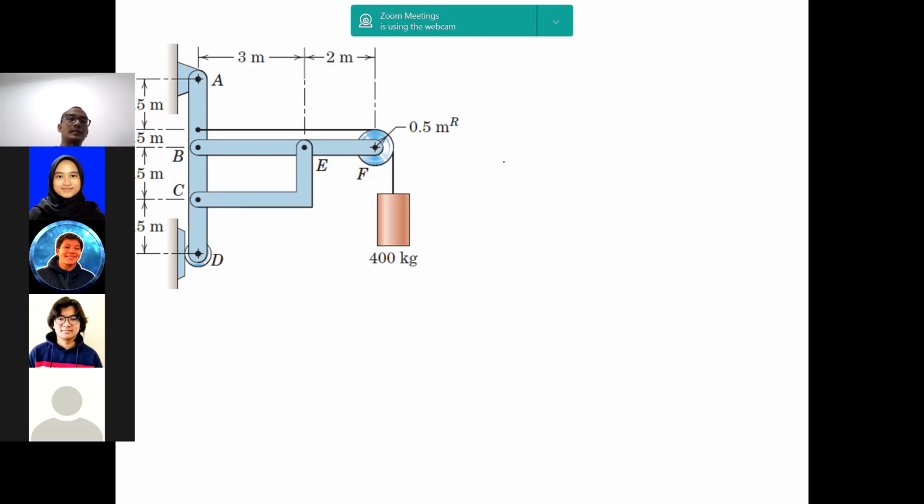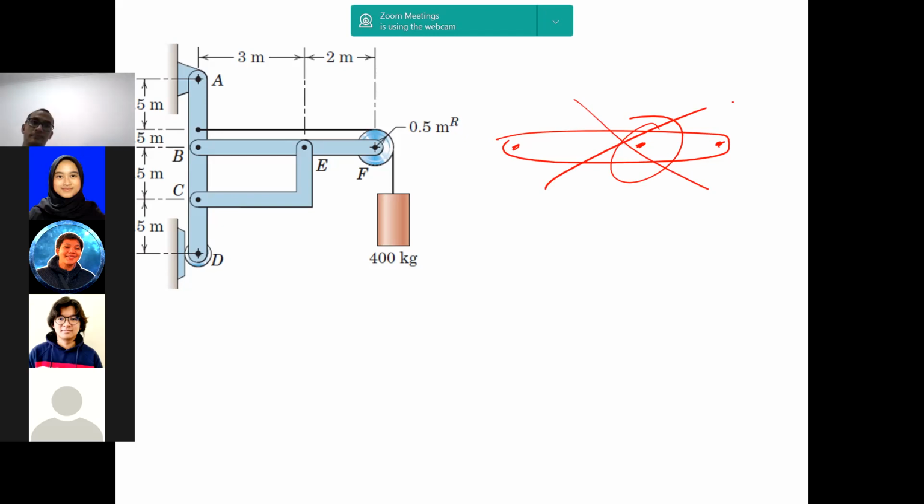This one I will not discuss in detail, but I just want to check whether you can determine which member is a two force member. Is it BF? BF is not a two force member. Remember, a two force member has force only happening at both ends. BF is a long member, and there is a pin at both ends, but there is not a pin at the middle. So there will be load in the middle. So BF is not a two force member.